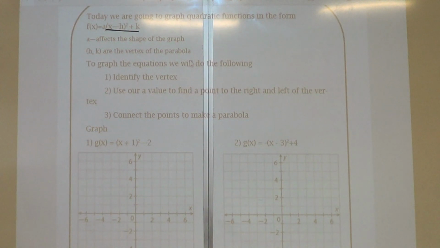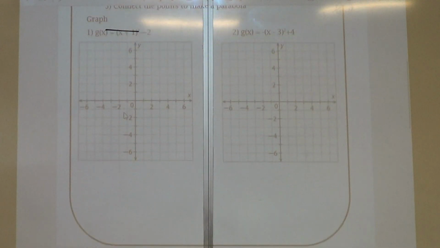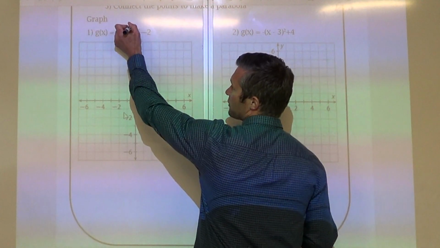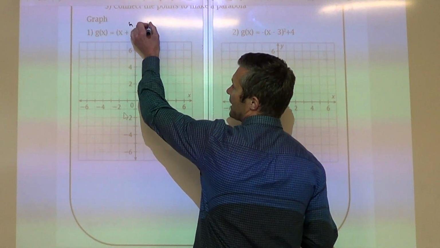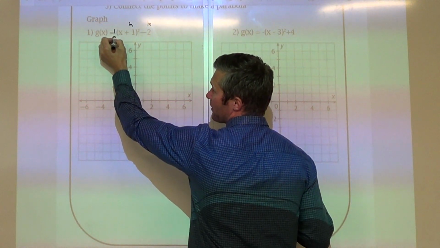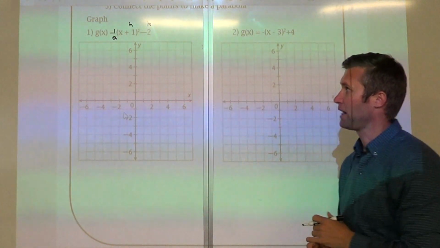So one thing to point out about the h and k value. Our h value is always by the x, and our k value is always outside. So this is my h value, this is my k value, and my a is out front. So if there's no a value, remember that would be a 1. So there's my a value.